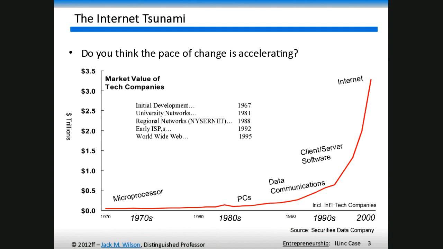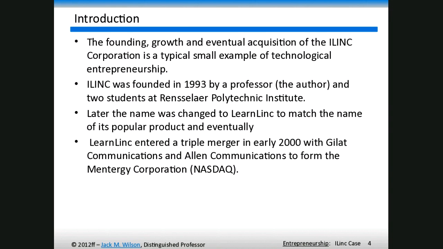The internet tsunami, they were calling that. And okay, we decided that there was an opportunity here. We could make a system which would let them train their employees at their desks. We founded it in 1993, called iLink. We changed the name to LearnLink. We did a triple reverse merger and called it Mentorgy.